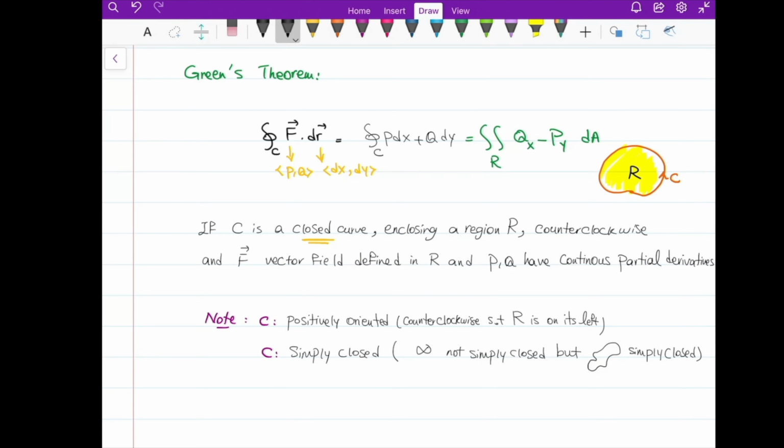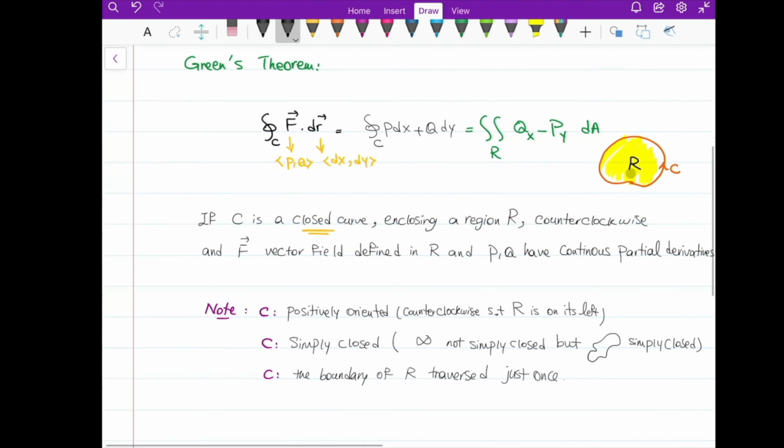Then another criterion for C is that C should be traversed just once. So the boundary of R should be traversed just once. We've seen before that we can define a curve C that, for example, moves twice along the curve C, but if we want to use Green's theorem, the curve C should be traversed just once.